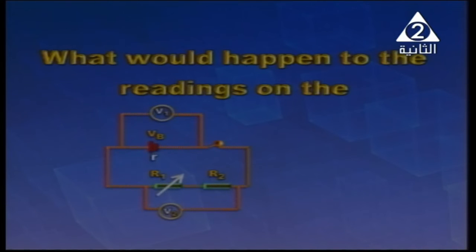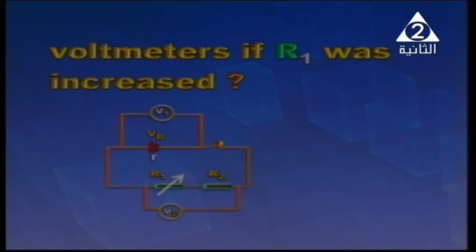Another question, what would happen to the readings on the voltmeters if R1 was increased? Okay, what about this example? Something very special here. V1 actually is equal to V2 because both of them measure external or terminal voltage. Okay, there is a trick here, but you are smart enough to know it. V1 and V2, each one of them is the terminal voltage.